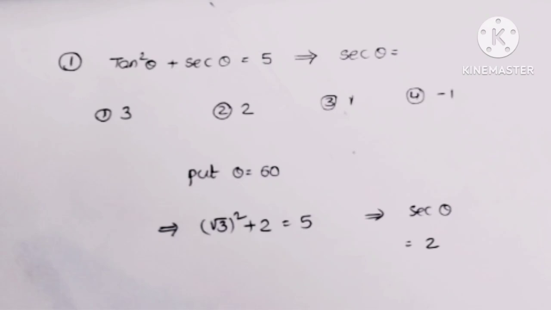Now this is the continuation class of the trigonometry ratios, class number 5. Okay, let us start the problems. So in these problems I am using only the shortcuts.